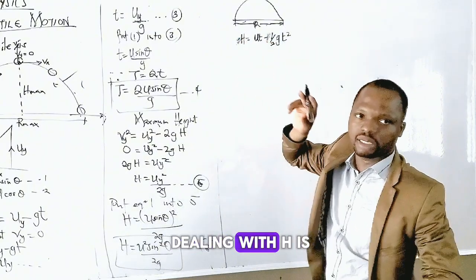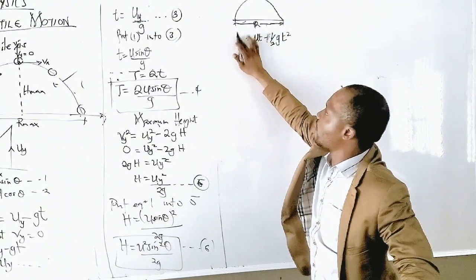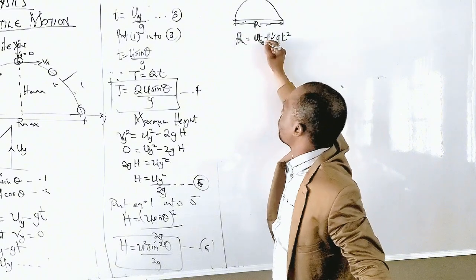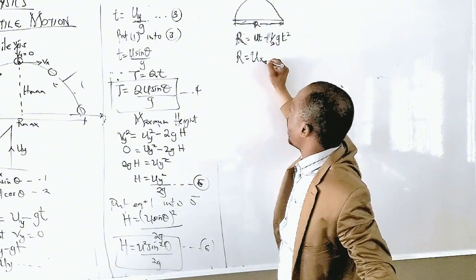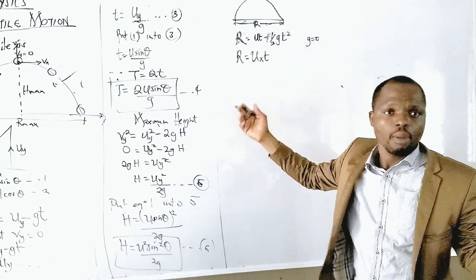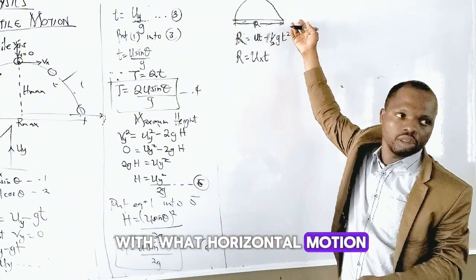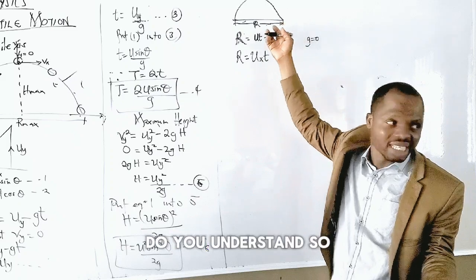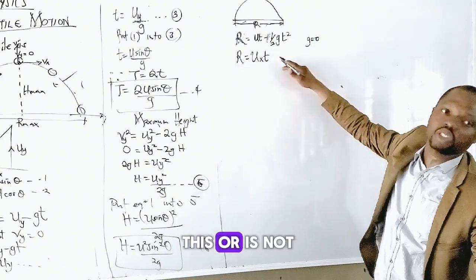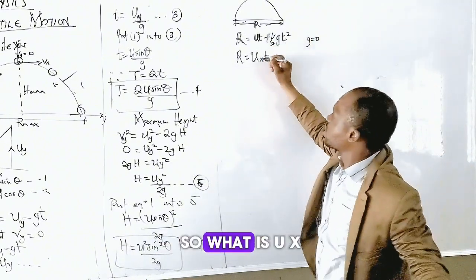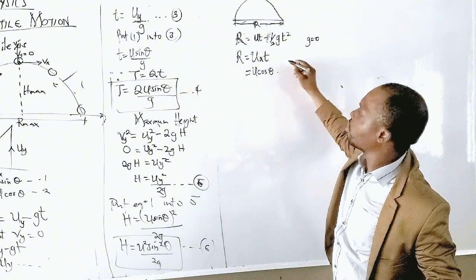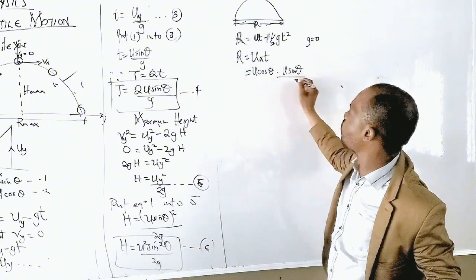Now, since we are dealing with horizontal distance, let's change h to R. So R equals what? Ux times t. There is no acceleration, so g equals 0, because we are dealing with horizontal motion. Acceleration is not affecting it. Do we understand? So g equals 0 here, it's always 0. So what is Ux? Ux is U cos theta. What is t? U sin theta over g.